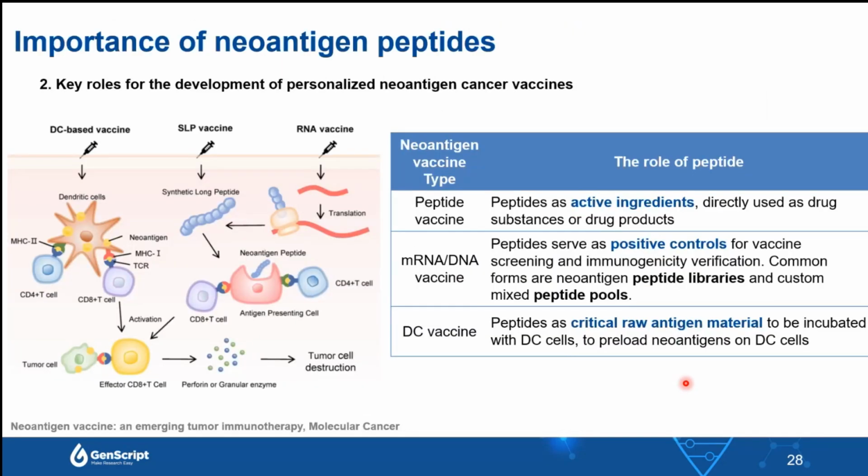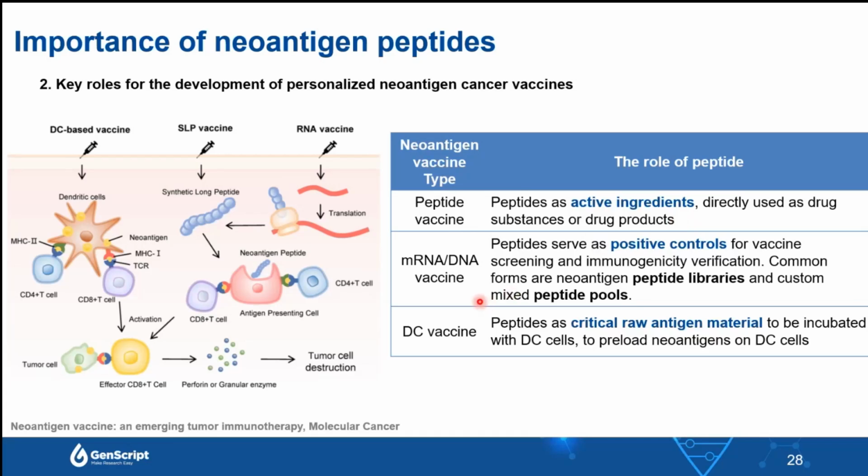So during the production of the personalized neoantigen cancer vaccines, we also need neoantigen peptides, and they play an important role in the development. For example, here are different vaccine types. If you are developing a peptide vaccine, of course the peptide itself is used as the active ingredient, so it's directly used as drug substance or drug product.